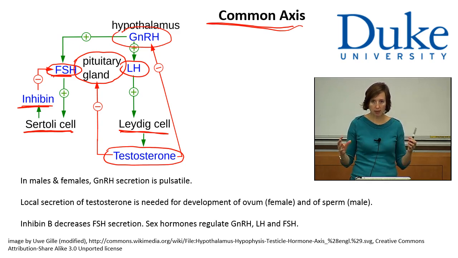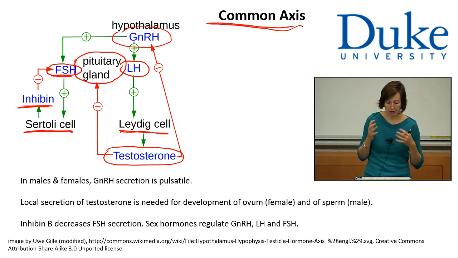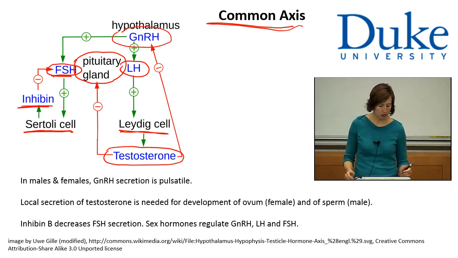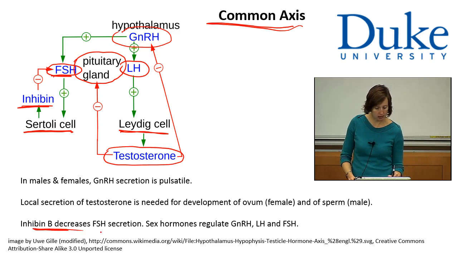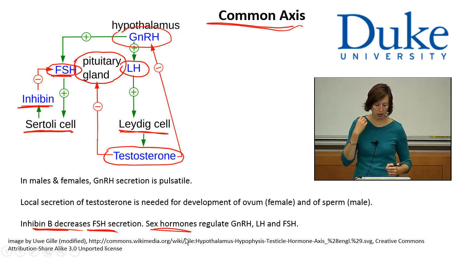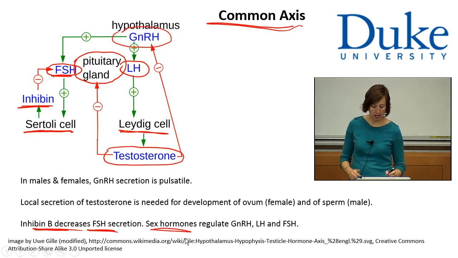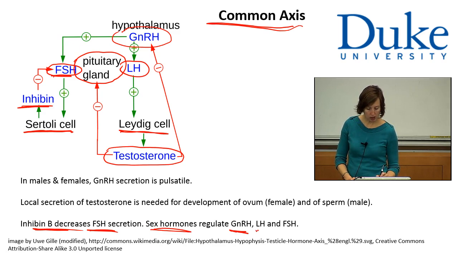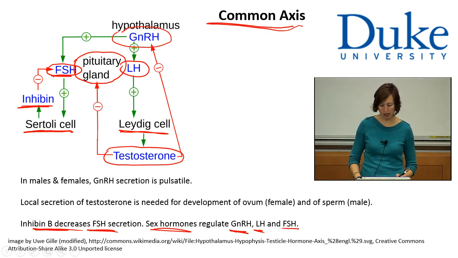So we'll talk about when we get to the female reproductive system how similar this is in the female as well. So inhibin is going to affect FSH secretion, and then sex hormones, whether you're male or female, are going to affect GnRH, LH, and FSH production.